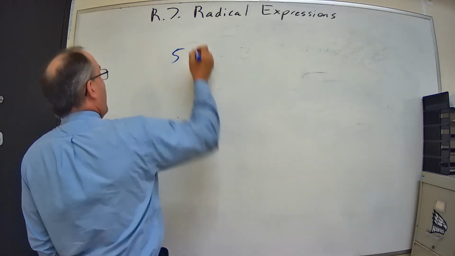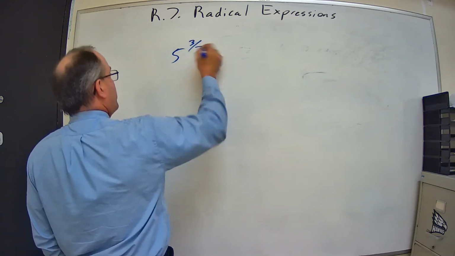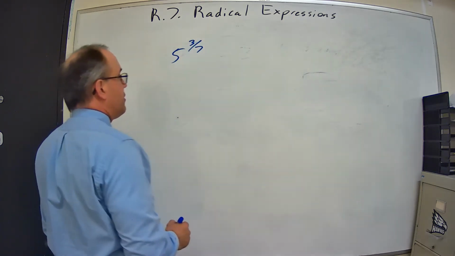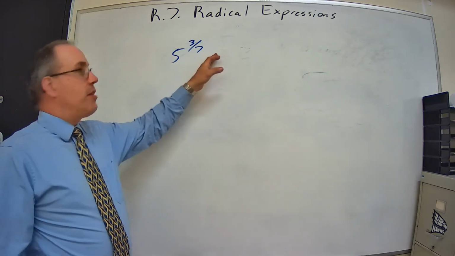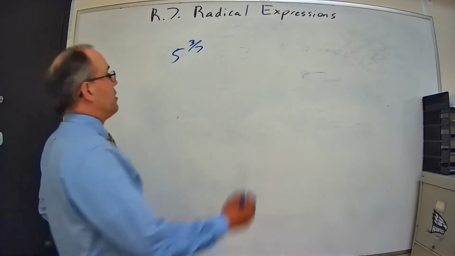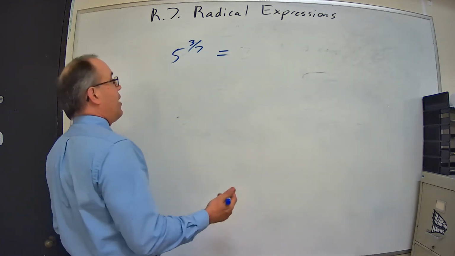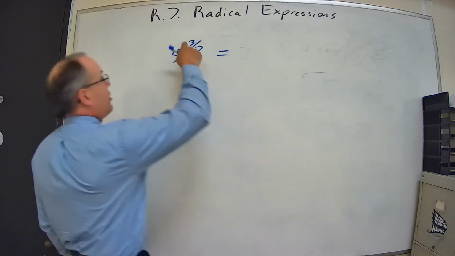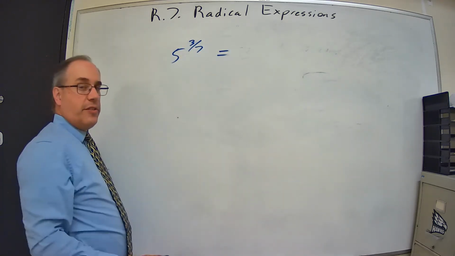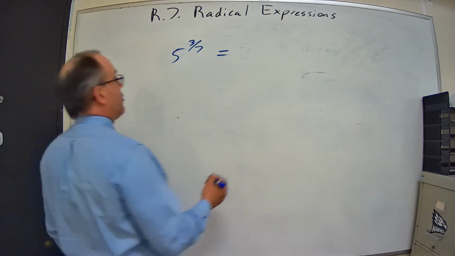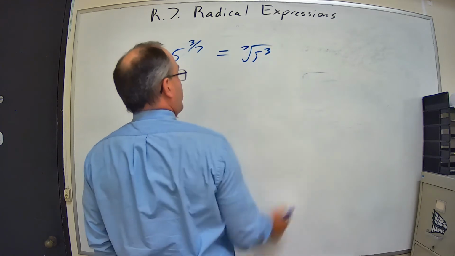If I have 5 to the 3/7, that's a number raised to a rational exponent. We can then write that in terms of a radical as, remember, the numerator is the power, the denominator is the index of the radical, the 7th root of 5 cubed.